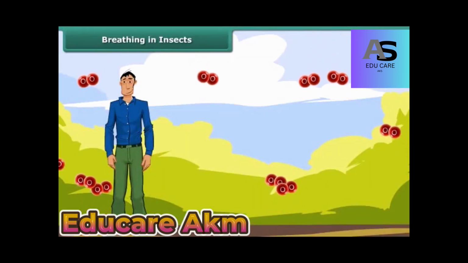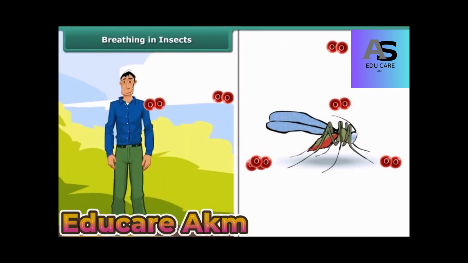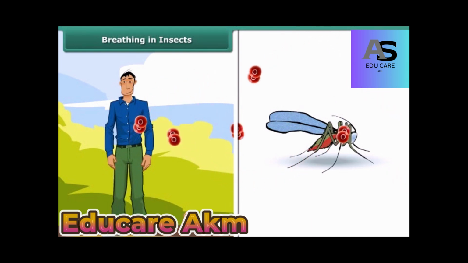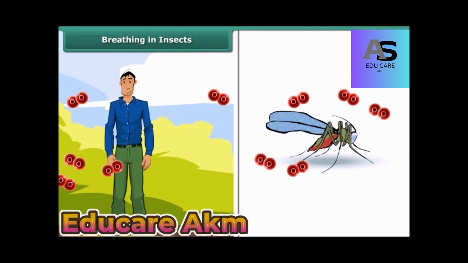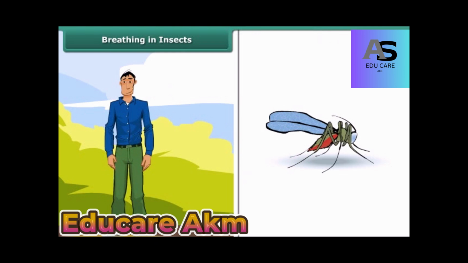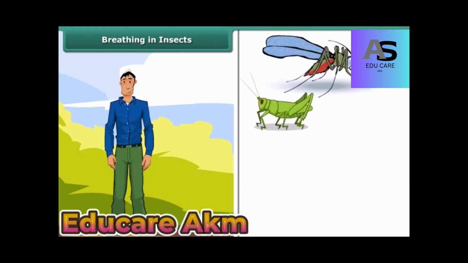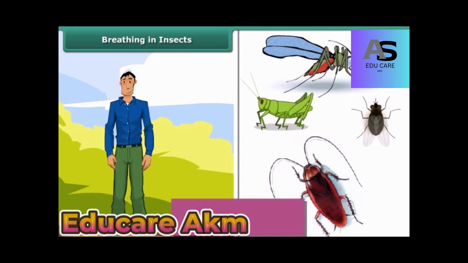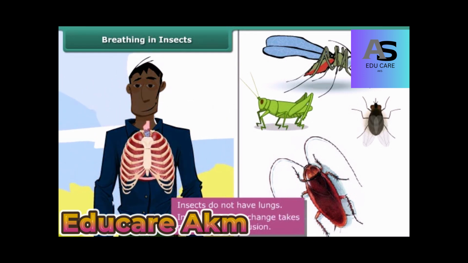Like human beings, insects need oxygen for survival as well. Again, like human beings, they produce carbon dioxide as a waste product. But unlike human beings, insects like grasshoppers, houseflies, cockroaches, etc. do not have lungs. The process by which gas exchange takes place in insects is known as diffusion.